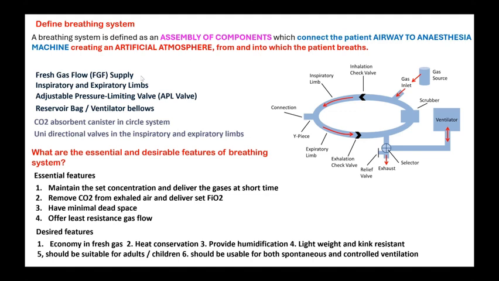And only in coaxial circuits, both the inspiratory and expiratory will be running parallel to each other inside one single tube. Whereas in all the other systems, you will usually have an inspiratory and expiratory limb. And Mapleson A has only one limb because it has a fresh gas flow coming and the expiratory valve is very close to the patient. It acts as a single corrugated tube only.